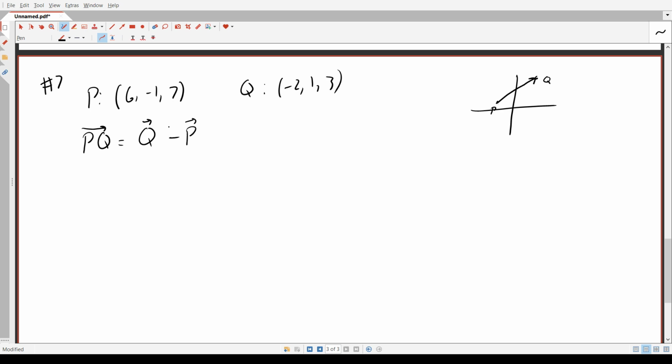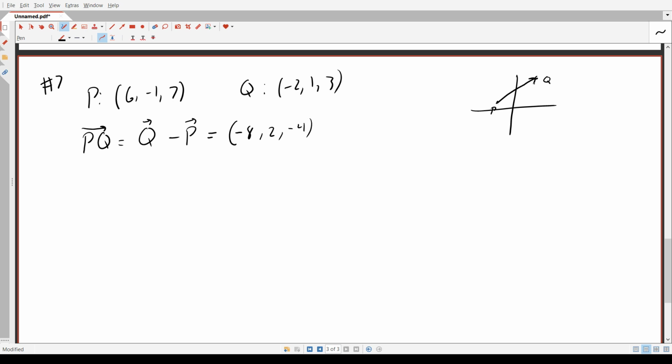And I'm going to put these as a little arrow and just treat these as vectors, even though they're technically points, because I can't add points, I can add vectors. So 6 minus 2, that's going to be 8. Minus 1, that's minus 2. 7 minus 3, I'm doing this backwards. I need to do Q. Okay, so minus 2 minus 6, that's minus 8. 1 minus 1, that's 2. 3 minus 7, that's minus 4.